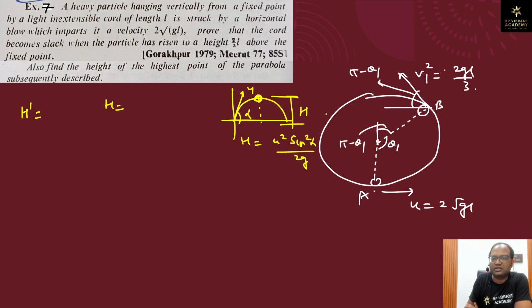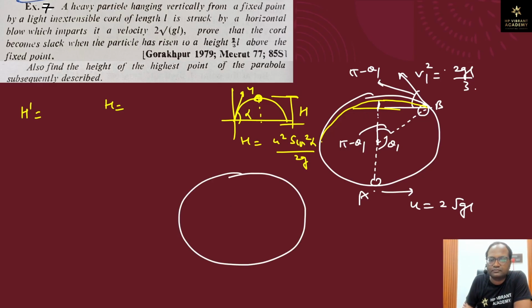Let us consider the path of the trajectory. The highest point will be like this. Let us draw this again. At angle theta 1, it ceases to have a circular path, so it will follow a parabolic path like this. This is the axis, and this is our highest point. Suppose this is P, this is Q. So PQ is equal to H dash.